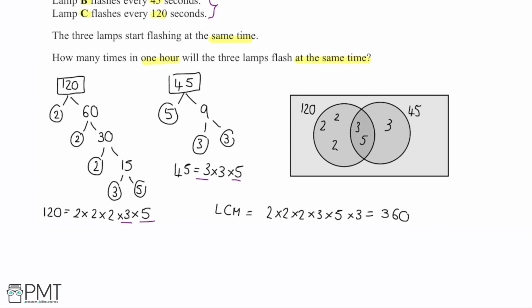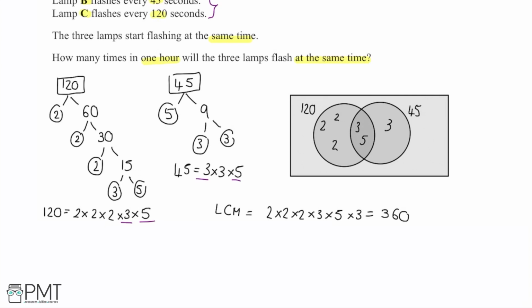So every 360 seconds, the lamps B and C are going to flash at the same time, and we know that A will also flash because A flashes every time that C flashes, and also if A flashes every 20 seconds, 20 is a factor of 360. So 360 is a multiple of 20, so A will also flash at the same time.